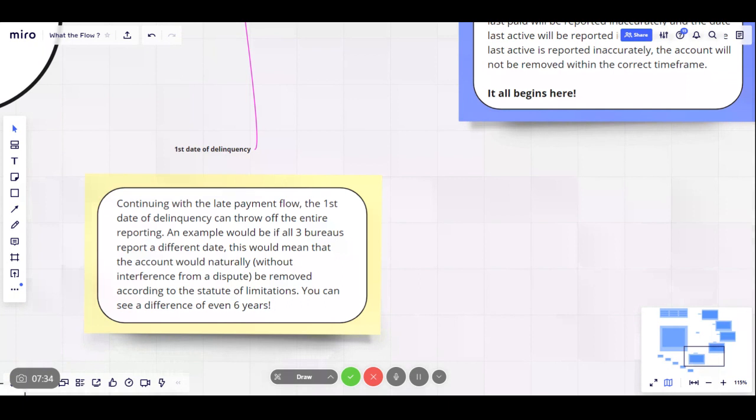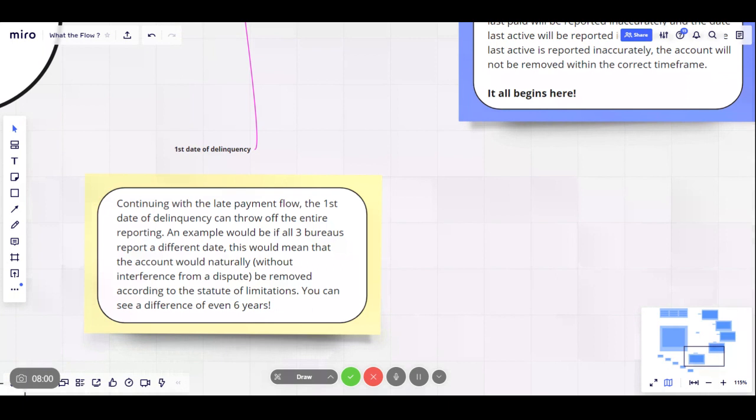So now with the first date of delinquency, we're continuing with the late payment flow, right? The first date of delinquency can throw off the entire reporting. As an example, it would be where the three bureaus report a different date, and this would mean that the account would naturally, without interference from a dispute, be removed according to the statute of limitations, right? So you can actually see a difference of even like 6 years. I see it all the time.